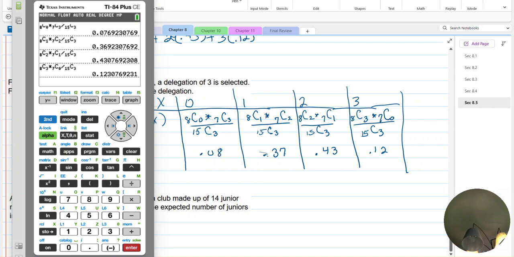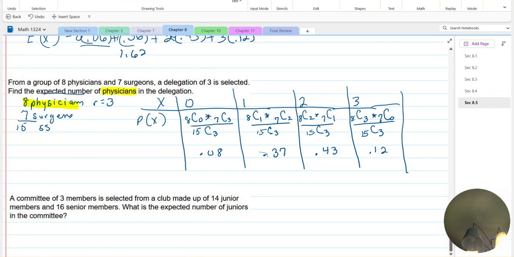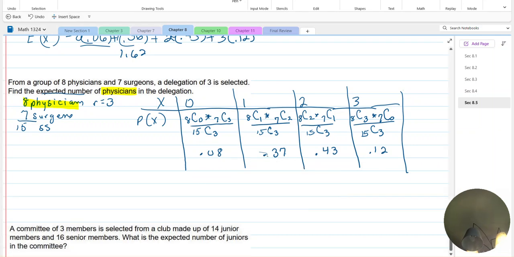1, 2. So I'm going to add these just to see how close I am. 0.8 plus 0.37 plus 0.43 plus 0.12, and I get 1. Oh, that's good. All right, so I got it. Much better.